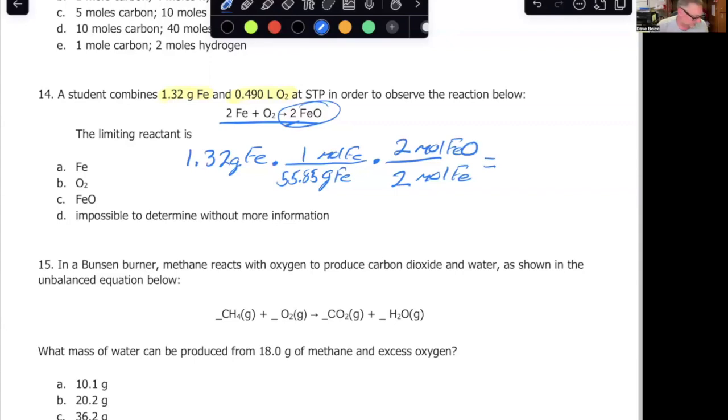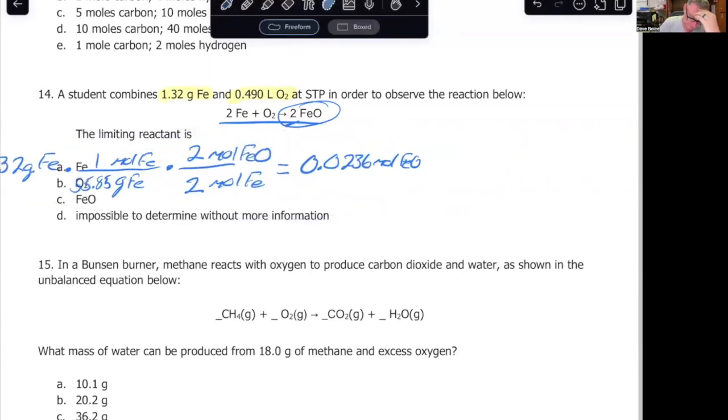And so for that one, I'm going to put that in my calculator, and that's going to equal 0.0236 moles of iron oxide. Now let's shrink this up so I can have a bit of room here.